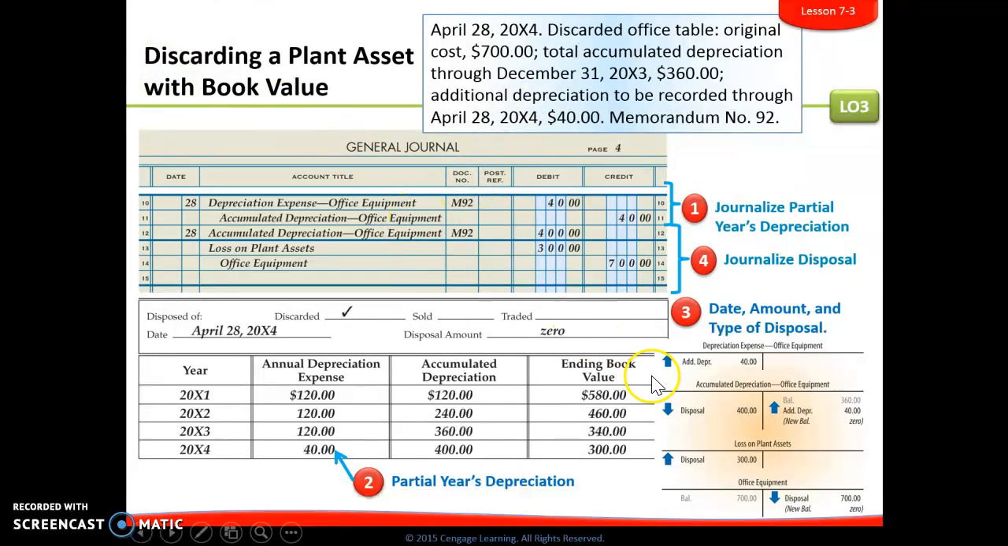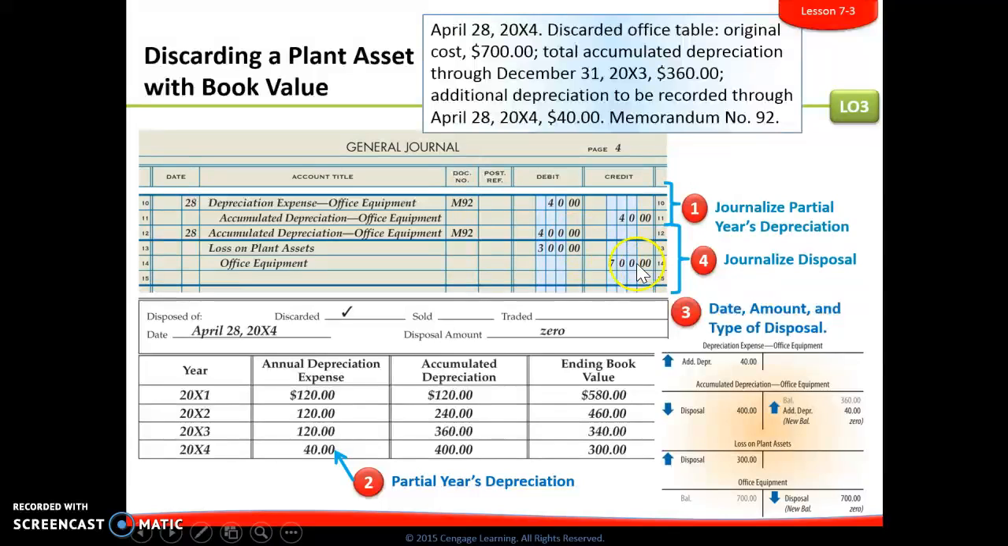Then we need to record the actual disposal in the general journal. First we're going to put in our accumulated depreciation, which we figured out to be $400. The way I figure out the loss or the gain is I also look at what we need to put in for our office equipment. So we're going to credit office equipment for the cost, which was $700.